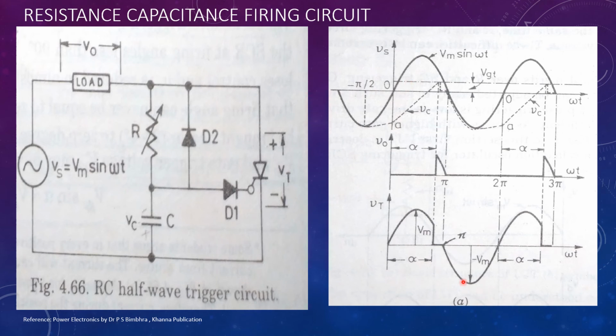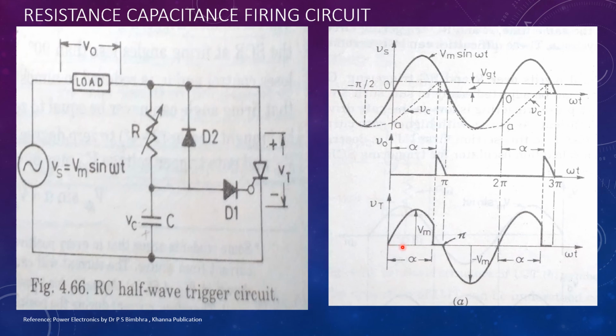However, for this waveform, the value of resistance R is very large. Therefore, the capacitor requires more time to reach gate trigger voltage VGT. Once the capacitor reaches the gate trigger voltage VGT, the thyristor will turn on.